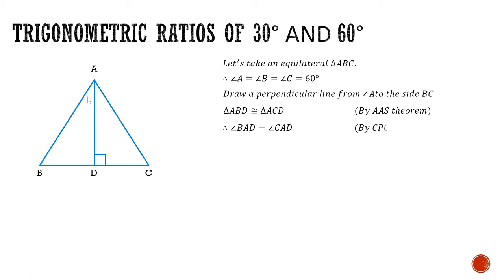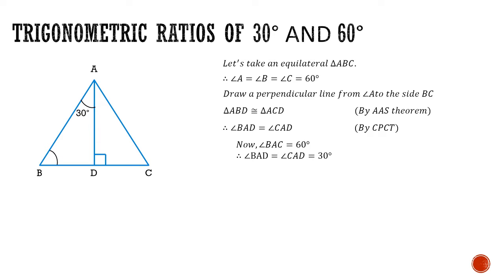Okay, of course, by CPCT, corresponding parts of the congruent triangle. Let's proceed ahead and figure out the angle values, which will be equal to 30 degrees. Of course, because AD will be acting as a bisector of the entire angle A. That means BAD will be 30, CAD will be 30.